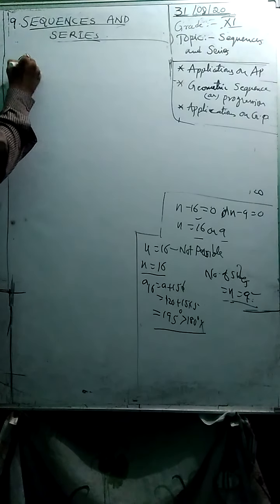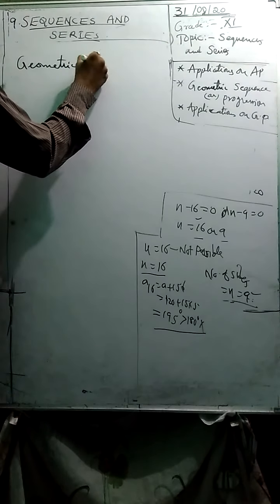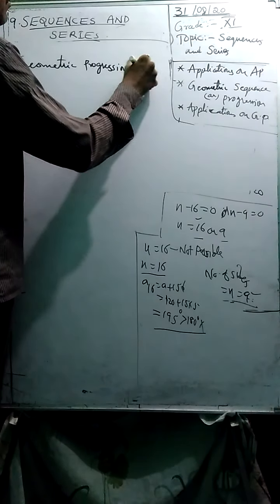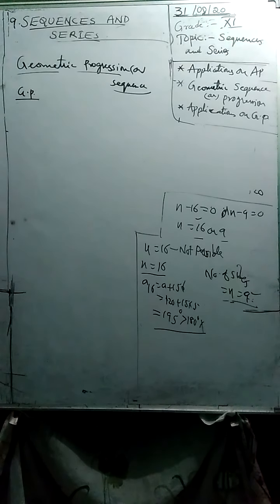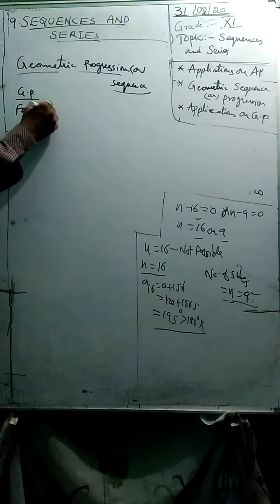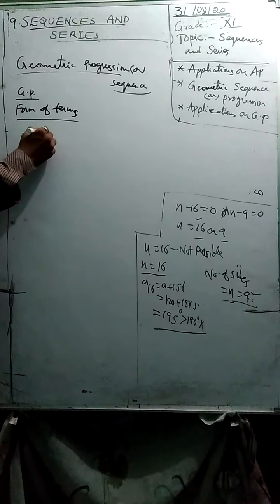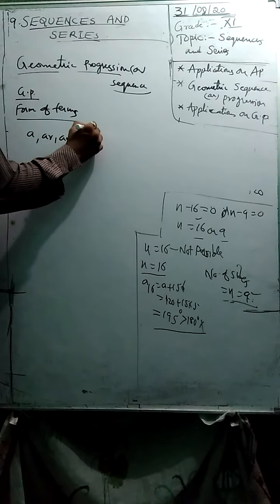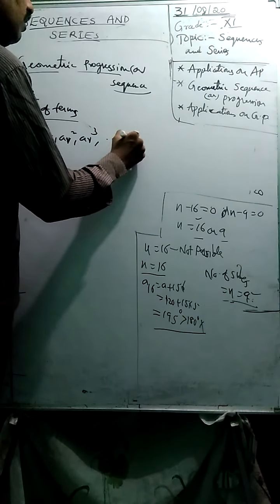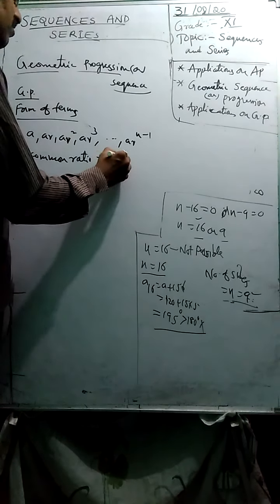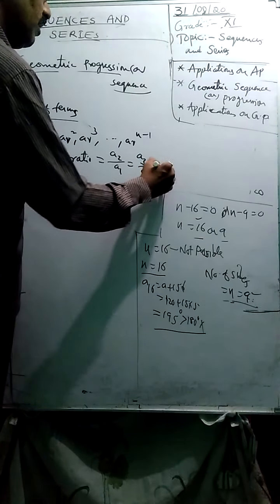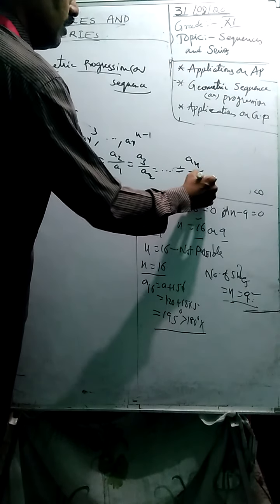But in geometric progression, or geometric sequence, simply we can write GP, it is nothing but writing terms in an order where we get the succeeding term by multiplying with a fixed term. So the form of the terms will be a, ar, ar square, ar cube, and so on, up to ar power n minus 1. So r is called the common ratio, which is defined by a2 by a1, a3 by a2, and so on, an by an minus 1.